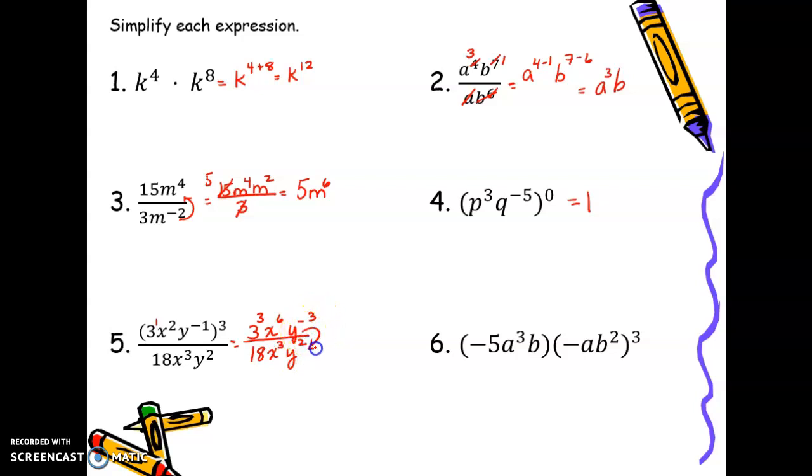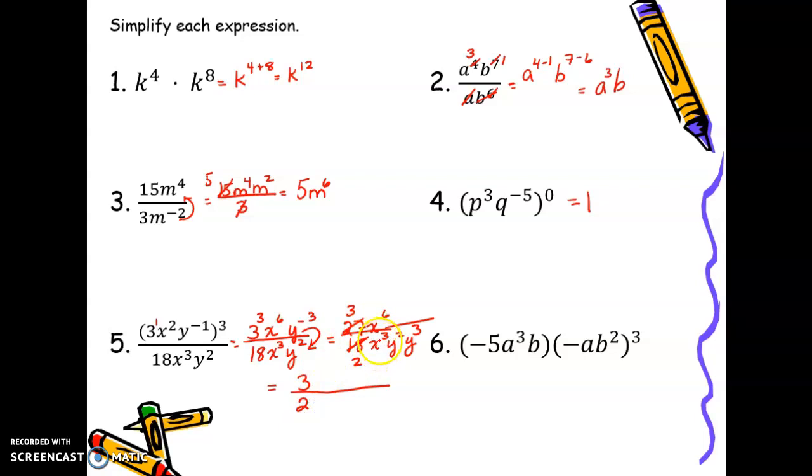That y cubed is going to be dropped down because of the negative. And that 3 cubed is going to be 27, 3 times 3 times 3, over 18x cubed, and then I've got y squared, y cubed. 9 goes into both of these. It goes into 27 3 times, goes into 18 2 times. So I'm left with 3 over 2.